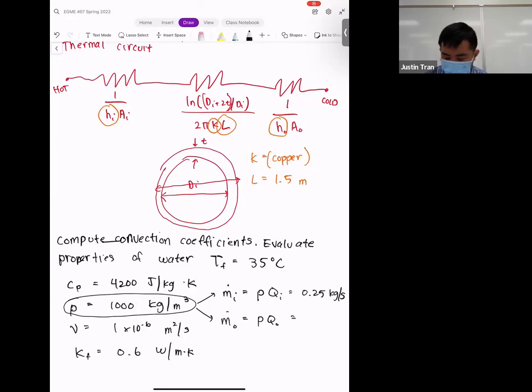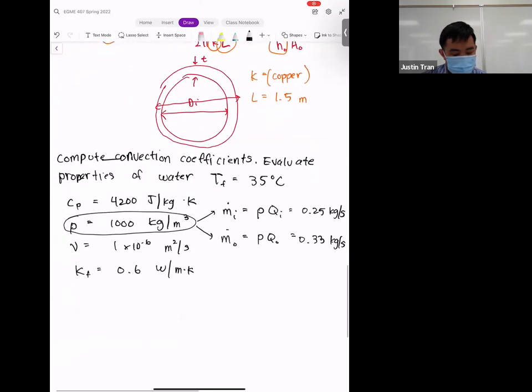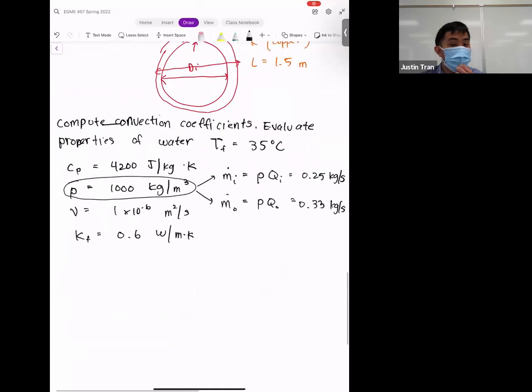And for the outer fluid, you do the same thing, and you get 0.3 kilograms per second. And so we'll use that later, but the density was right there for us, so you might as well just compute that. But let's go ahead and continue on in computing the convection coefficients.